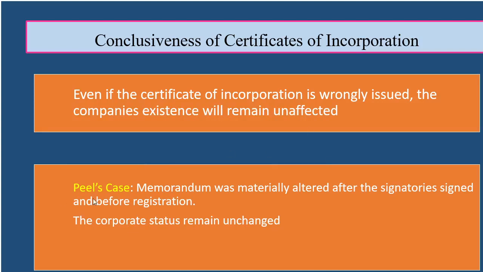So in Peel's case, the memorandum was materially altered after the signatories signed but before registration. Here it is a very big fraud, because the memorandum of association is a very basic document. They made material alterations after the signatories signed, and then submitted the documents for registration.